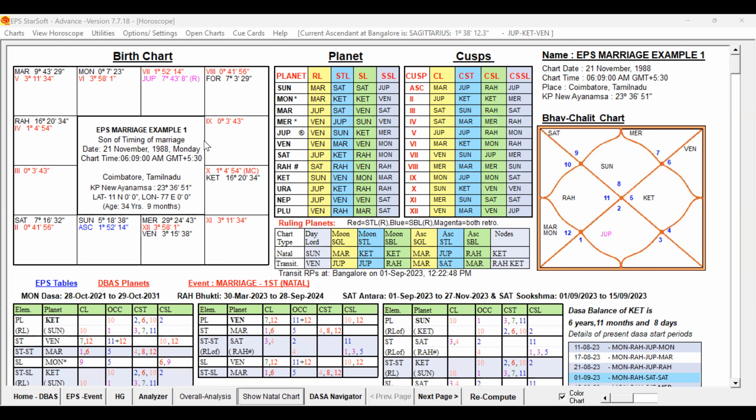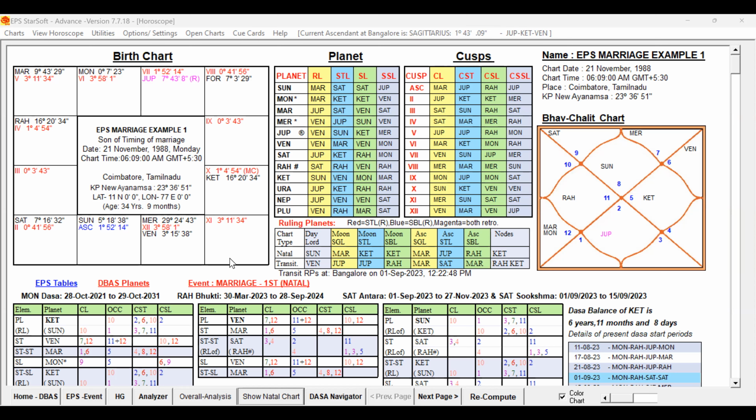This is the birth chart of a male. We are going to study the destiny and the timing of the event of marriage. As per the steps to be followed while analyzing the birth chart, step 1 is to do the preliminary study on the birth chart.